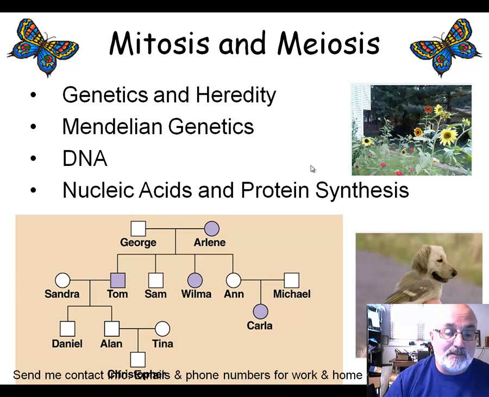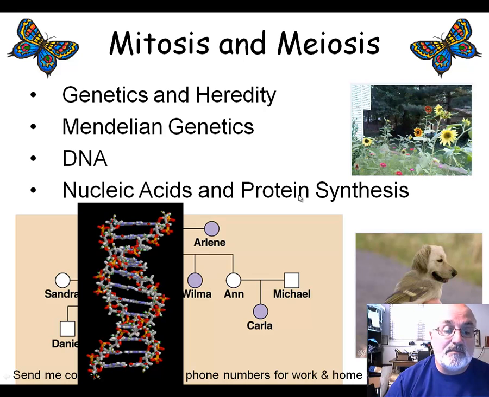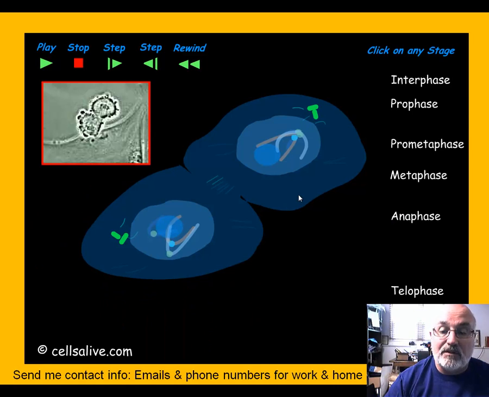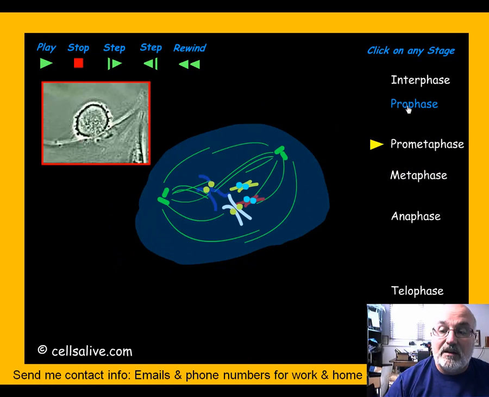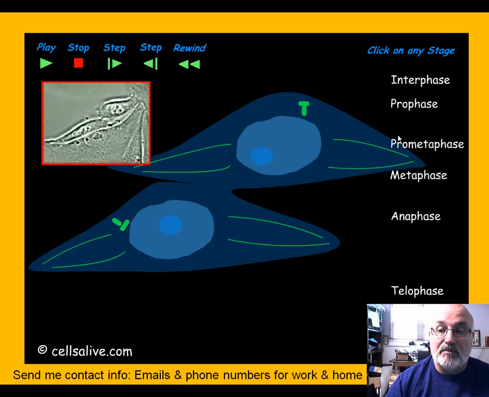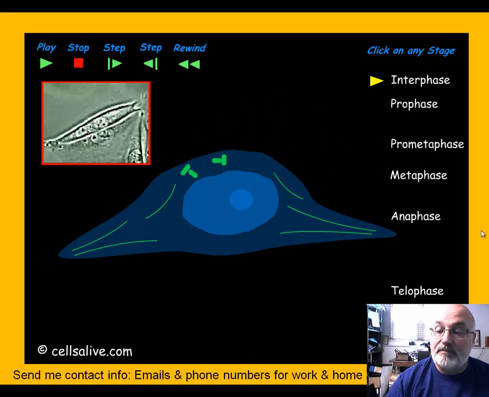Talking about DNA and what it does in terms of locking in genetic information. We'll talk about nucleic acids and protein synthesis. And of course we'll talk about the double-stranded DNA as well as the single-stranded RNA. Here's another animation that we can show in PowerPoint.